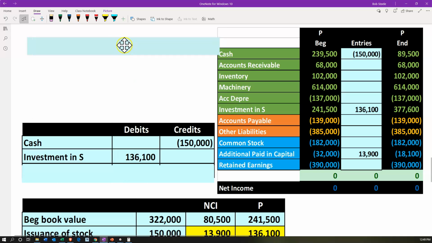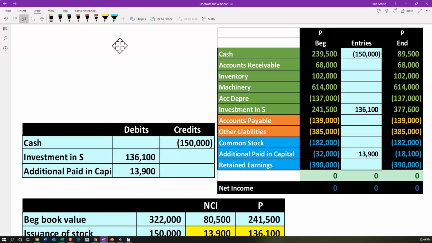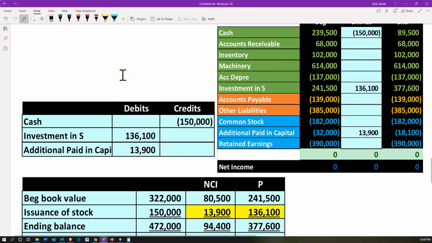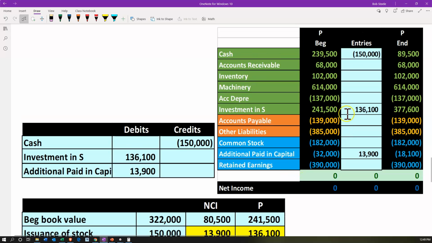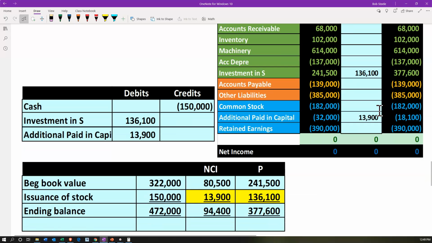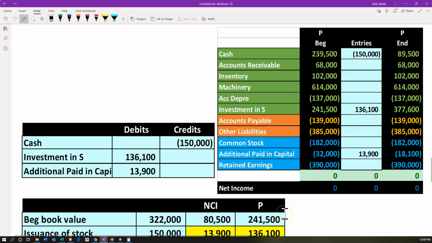Now the investment you would expect just to go up by the 150, but in order for us to reflect basically the equity method, in this case, to reflect basically the equity in S, we're debiting it by what we found in this table here to be the 136,100, so that we get this ending balance after we post this out to be the 377,600, which is going to match the 377,6 here. And then the difference, you're going to say, well, where does the difference go? It's going to go into the additional paid in capital.